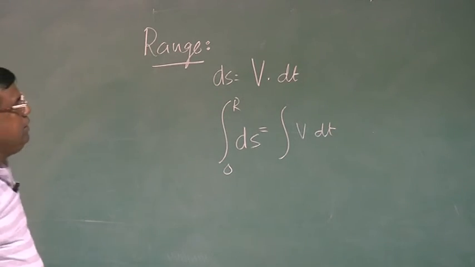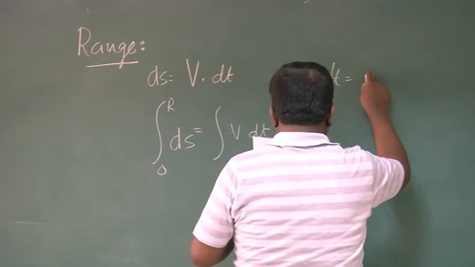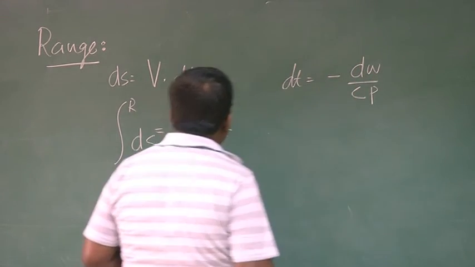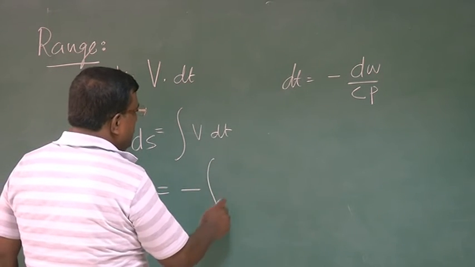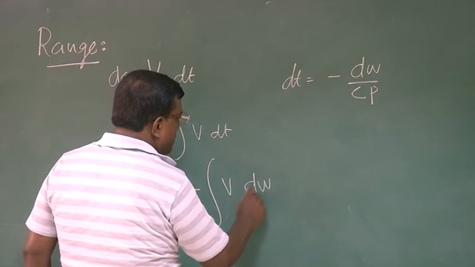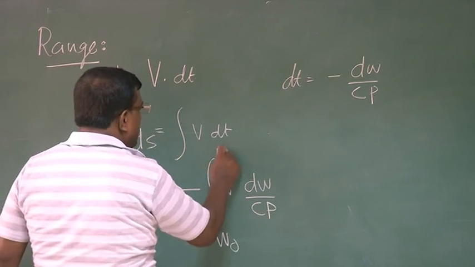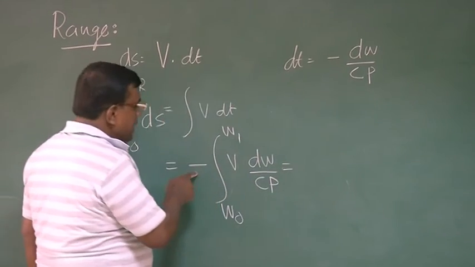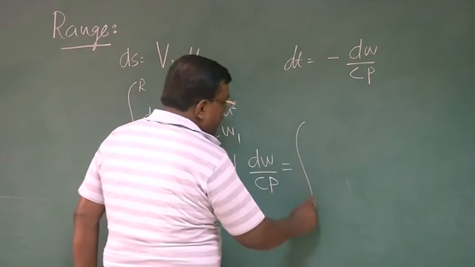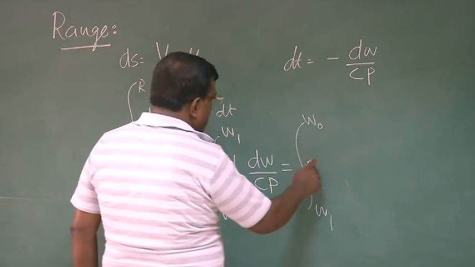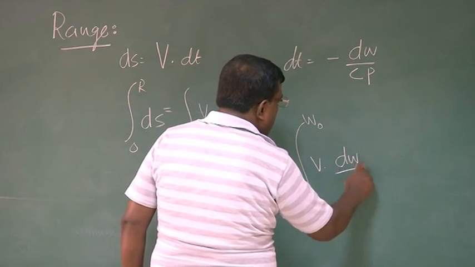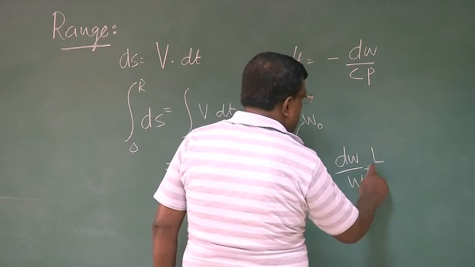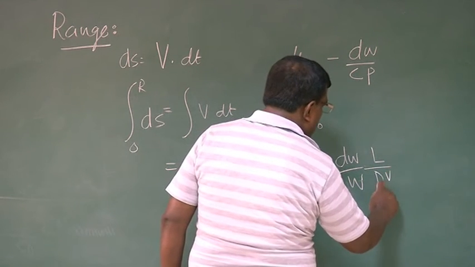Now, the question is, what is dt? We have already seen dt is minus dW by C into P. So I put it here, so this becomes minus V dW by C into P, with the weight going from W0 to W1. Here I can do a little manipulation. First I will change the order of integration to absorb this minus sign. So I write W1 to W0, then V, for dW I will divide by W and multiply by lift, because lift equals weight, and then here the power, that is DV by eta.